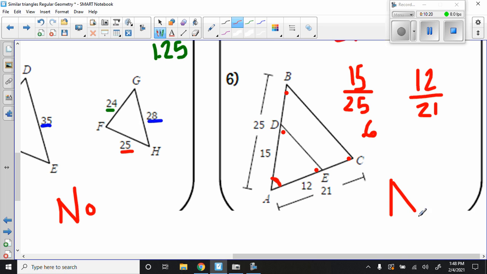This is a no. Since these are not on the same scale factor, they are not similar. You have to have the same scale factor in SSS and SAS. On the AA, all you got to do is test two angles. That's it. AA is the easiest one to work with.